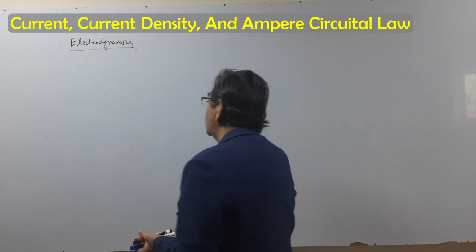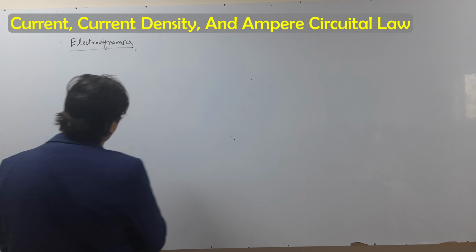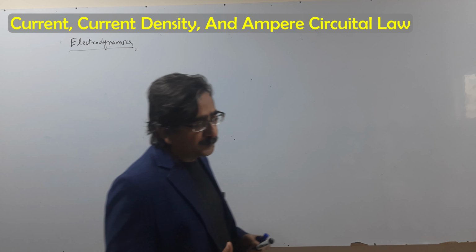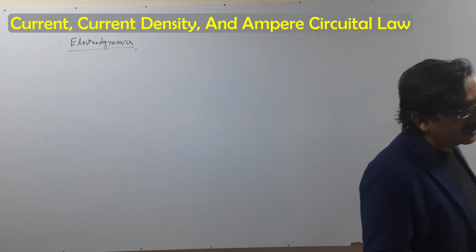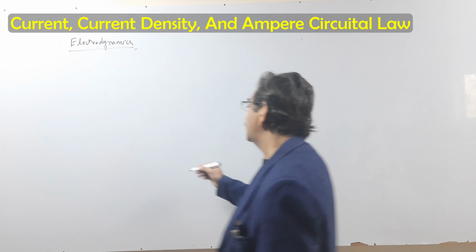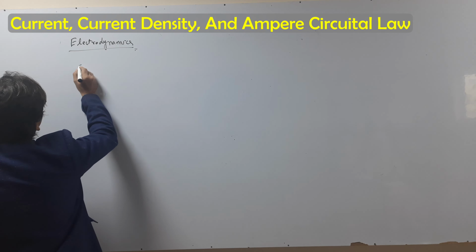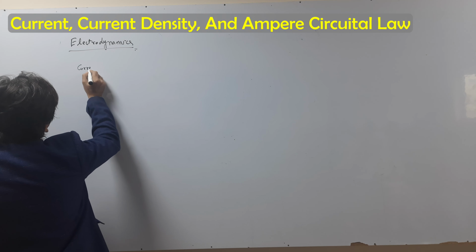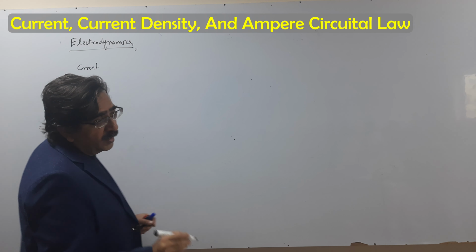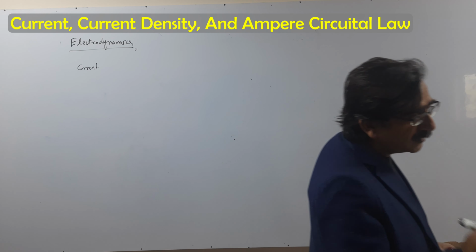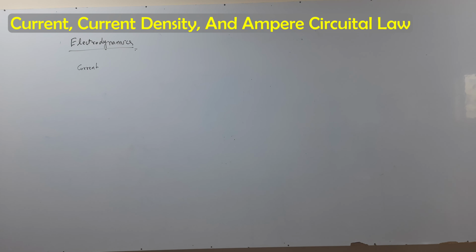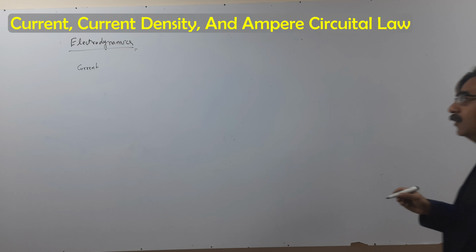So electrodynamics, charge in motion. Firstly, we have to start from the motion of the charge, current. So what is the current? Rate of flow of the charge, or number of charges passing through a specific point per unit time, is defined as a current.